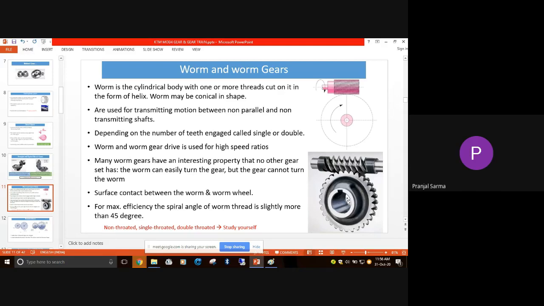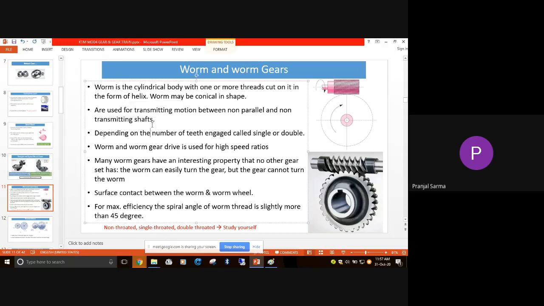In this figure it will be evident: one axis is like this, going past like that, and another axis is like this. The requirement may be to transfer motion from one axis to the other kind of axis, and this is the possibility. So these are skew shafts, neither parallel nor intersecting. They are used for transmitting motion between non-parallel, non-intersecting shafts.